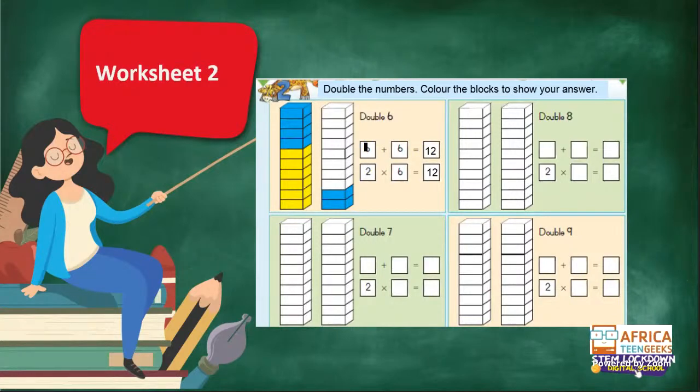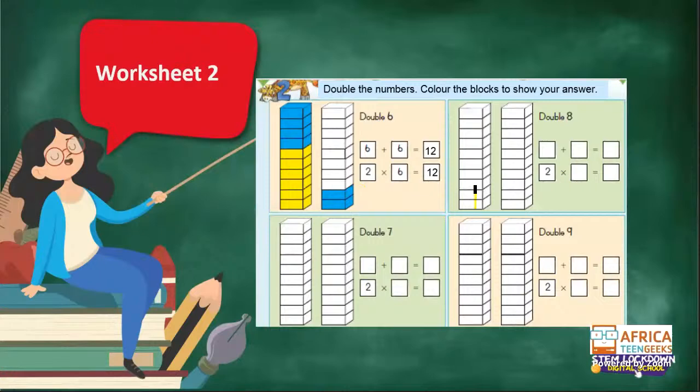Another way to do that, you can see it. There's 2 blocks with 6 in it. So it's 2, and now we times. 2 times 6 equals 12 as well. Now we're going to look at double 8. We move on to the next block. I'm going to color 8 blocks.